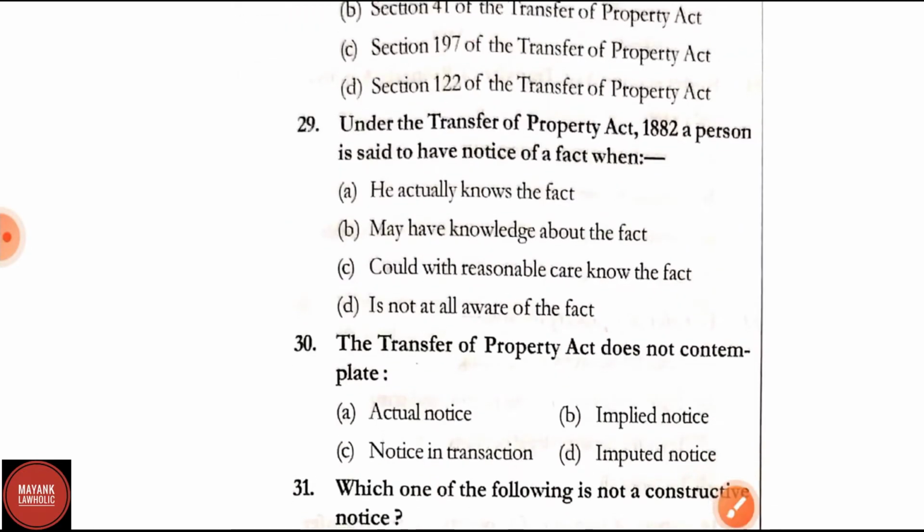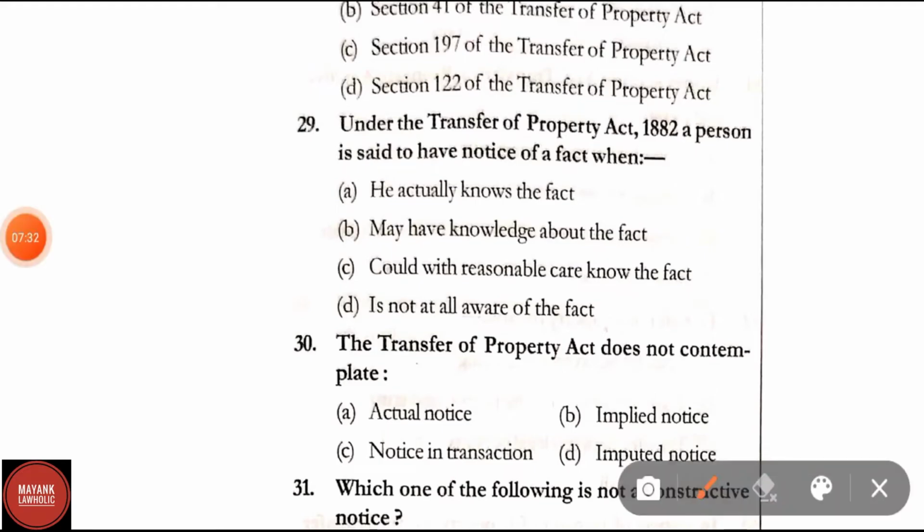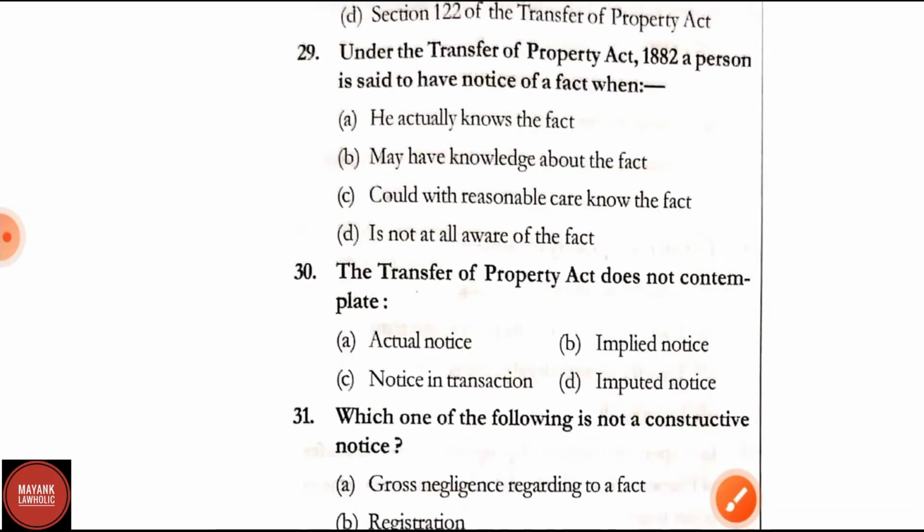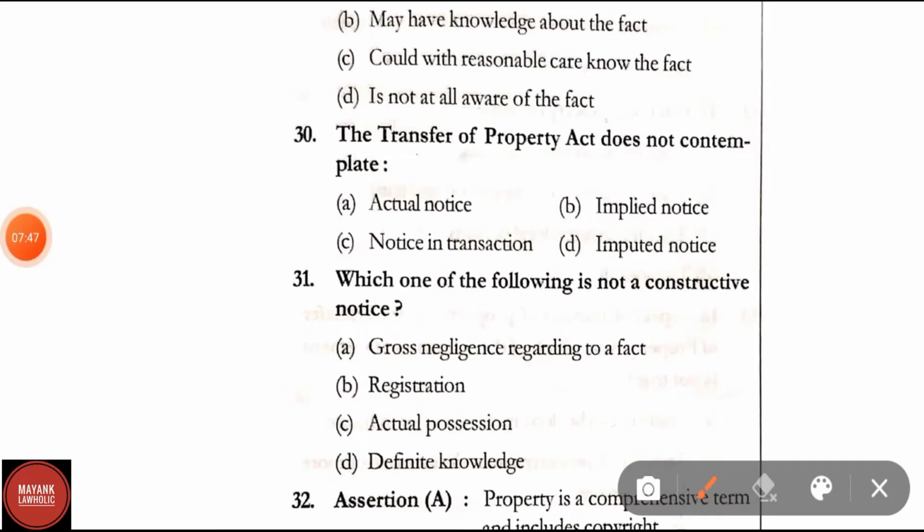Question number 29. Under the Transfer of Property Act, a person is said to have a notice of a fact when he actually knows the fact, may have knowledge about the fact, could with reasonable care know the fact, is not at all aware of the fact. Correct answer is option A, he actually knows the fact. Question number 30. The Transfer of Property Act does not contemplate actual notice, implied notice, notice in transaction, imputed notice. Correct answer is option C, notice in transaction.